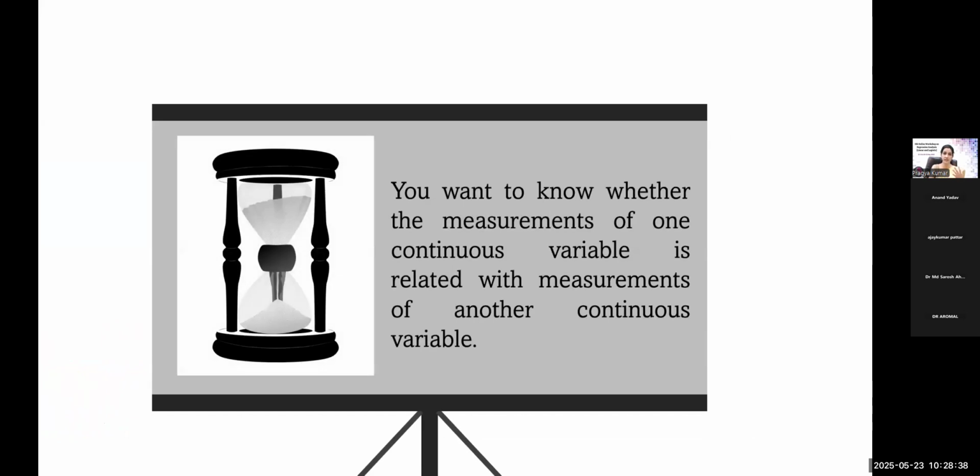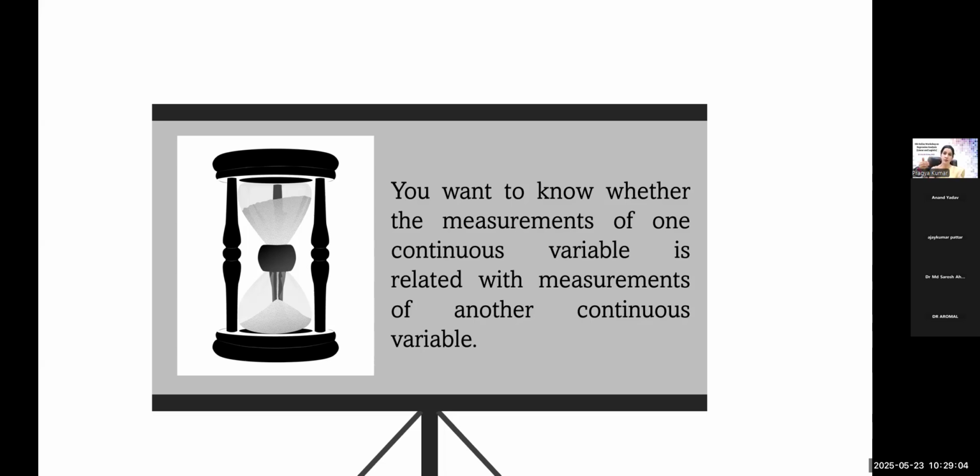We call these variables scale variables also. All these interval and continuous variables, we call ratio. So there are two types, interval and ratio scale. These two clubbed together, we call a scale variable. So in this case, there are two variables and they are related.